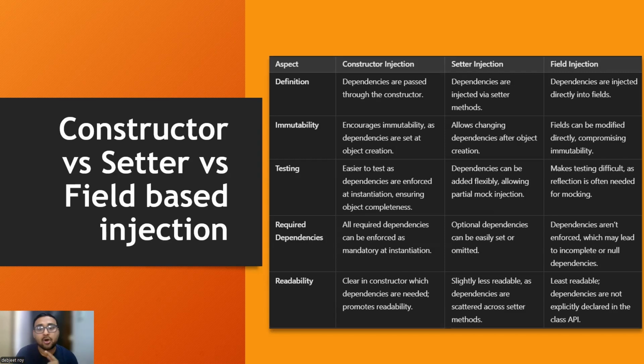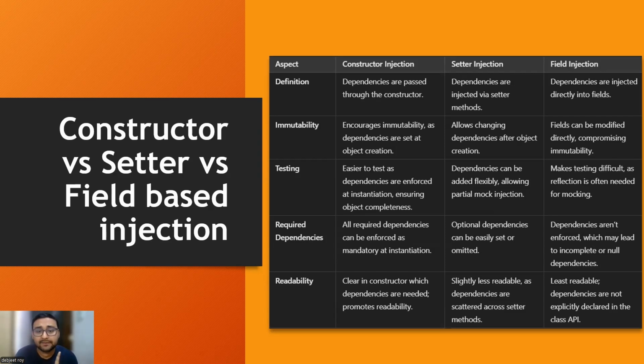For dependency requirement, all required dependencies can be enforced, and it has to be enforced. It's not an option. But in case of setter, optional dependencies can be set up. Like if you don't want to have that dependency on a particular field, then you can go for setter. If you mandatorily want all the fields to have a dependency, then you should go for constructor injection. Okay, and in field injection dependencies aren't enforced, which may lead to incomplete or null dependency. So there is no dependency enforcement in field. Okay, so that we have to understand.